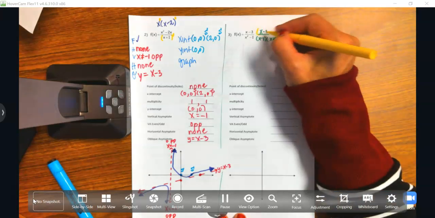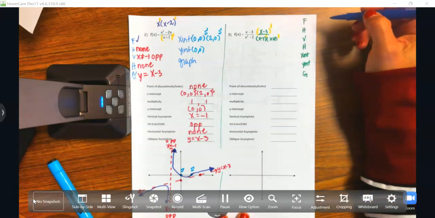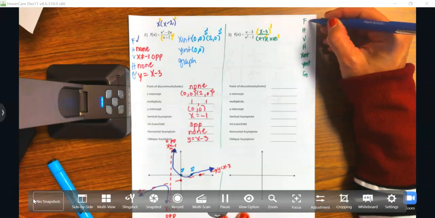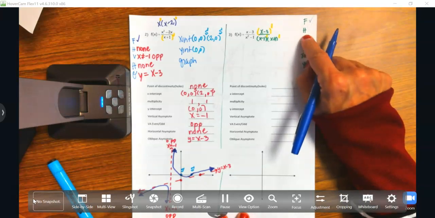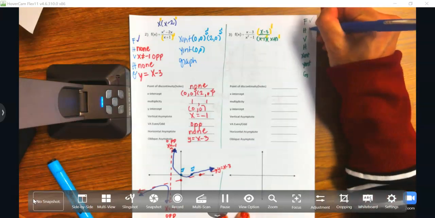Always remember all of these are to the first power. Very important to identify and remember that. We have factored. Next, we are going to identify any holes. We don't have any holes because none of the factors cancel out.